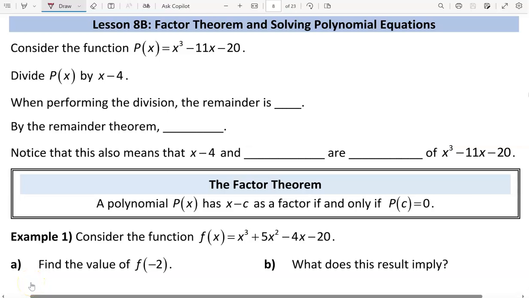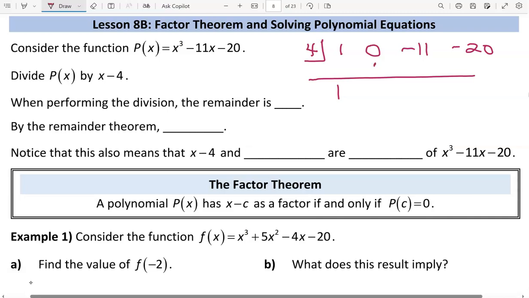To begin the lesson, let's consider the function p of x equals x cubed minus 11x minus 20. We are asked to divide p of x by x minus 4. So let's do a synthetic division. The 0 of the divisor goes in the box, and then we're dividing into the dividend 1x cubed plus 0x squared minus 11x minus 20.